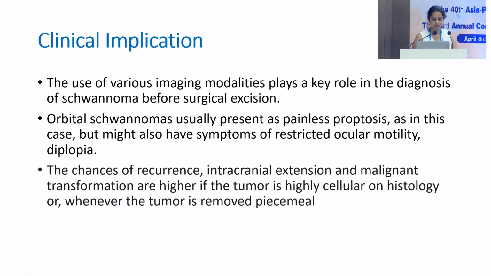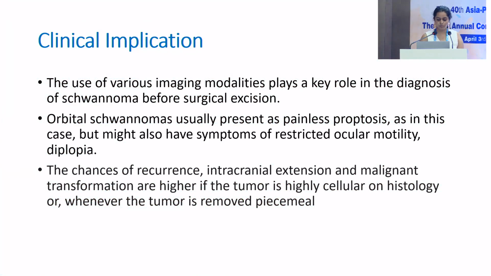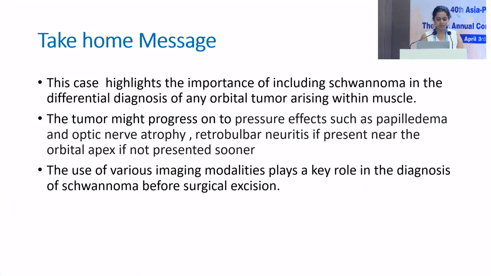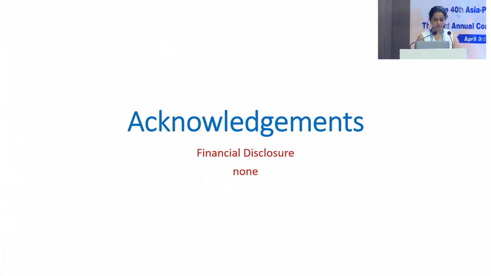The chances of recurrence, intracranial extension, and malignant transformation are higher if the tumor is highly cellular on histology or wherever the tumor is removed piecemeal. So the tumor might progress on to pressure effects such as papilledema or optic nerve atrophy or retrobulbar neuritis if not presented sooner. So use of various imaging modalities plays a key role in the diagnosis before surgical excision. Thank you.